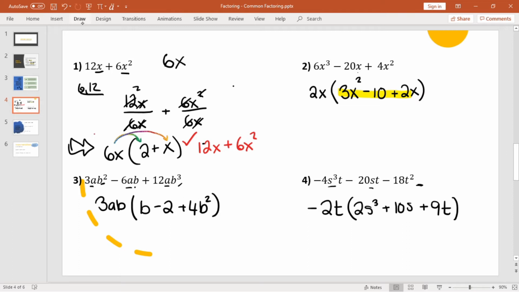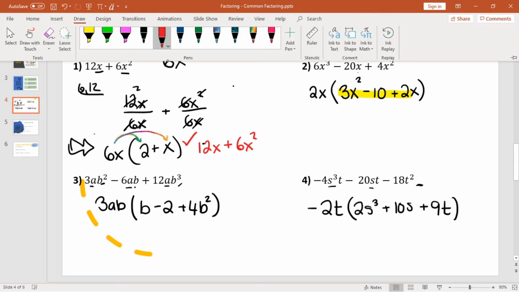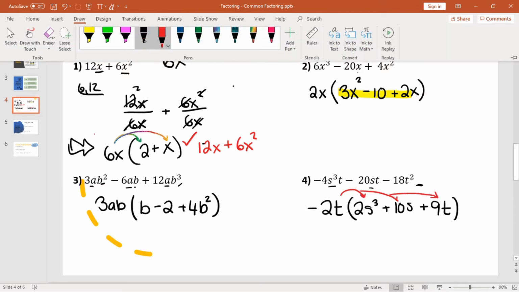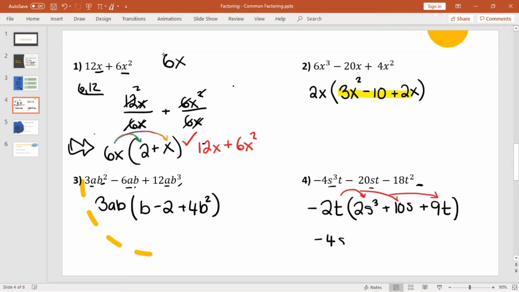And once again, just to really drive it home, check your answer if you need to by putting the negative 2t back in and making sure that you get back to the original question. So if I do that, I get negative 4 s cubed t, negative 20 s t, and negative 18 t squared. Okay, those are the same thing, so I've done my math correctly.